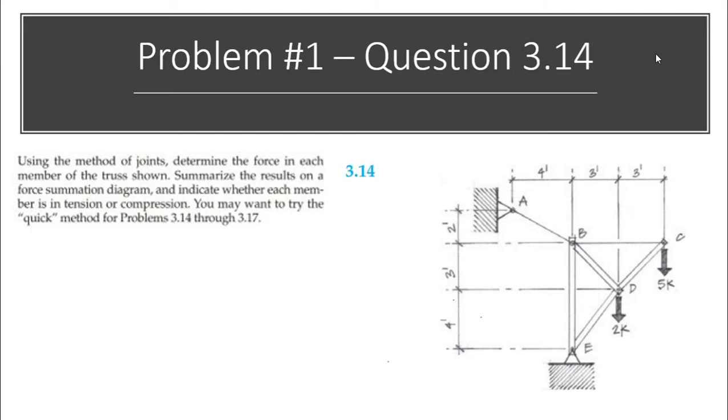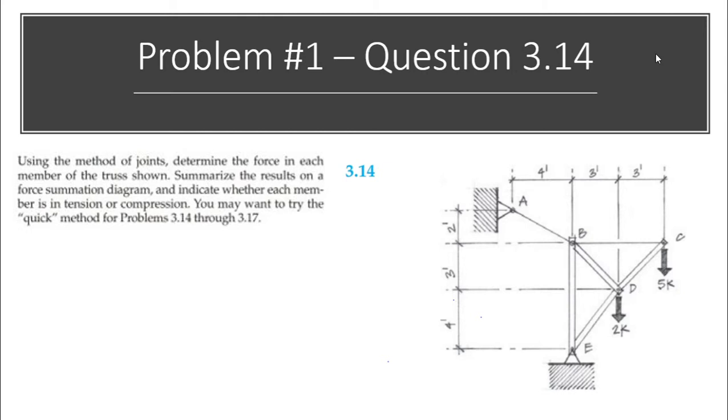This is spring 2019 and this is the first problem for group number 5. We've been assigned question 3.14 and this question reads, using the method of joints, determine the force in each member of the truss shown. So in order to start this we need to determine a few things.